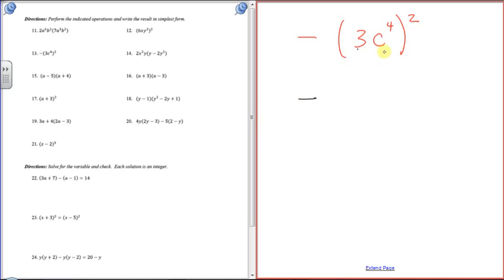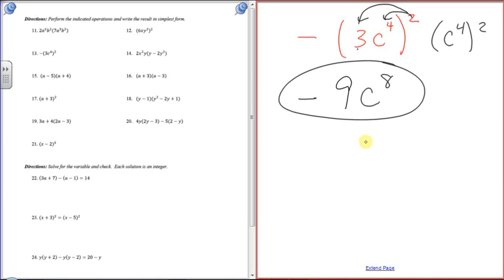Now here's your monomial, so that 2 is going to apply to each part of the monomial. 3 squared gives me a 9. C to the 4th, when you square it, here's what's going on. 4 times 2 here is c to the 8th. So your answer in this case is definitely a negative number.